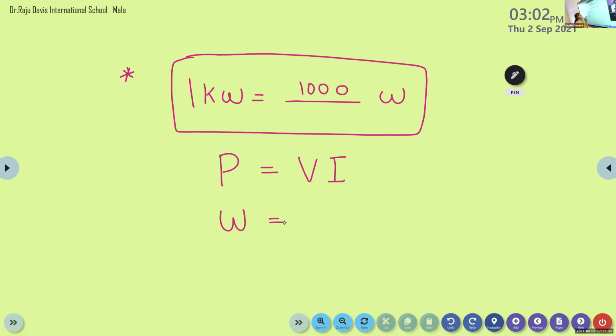So can you define 1 watt? What is 1 watt? It is the product of potential and current. Then try to define 1 watt.